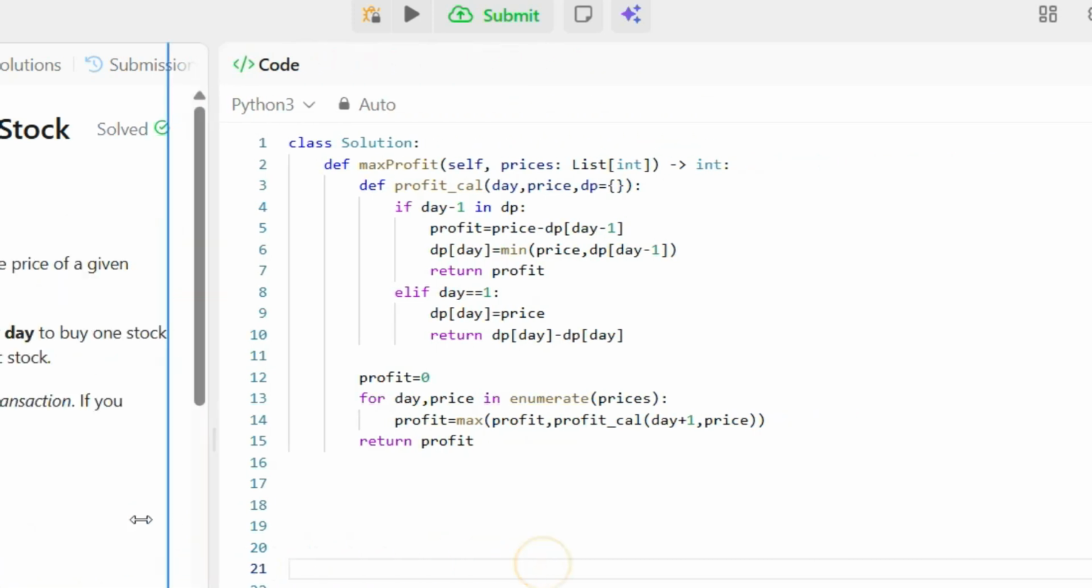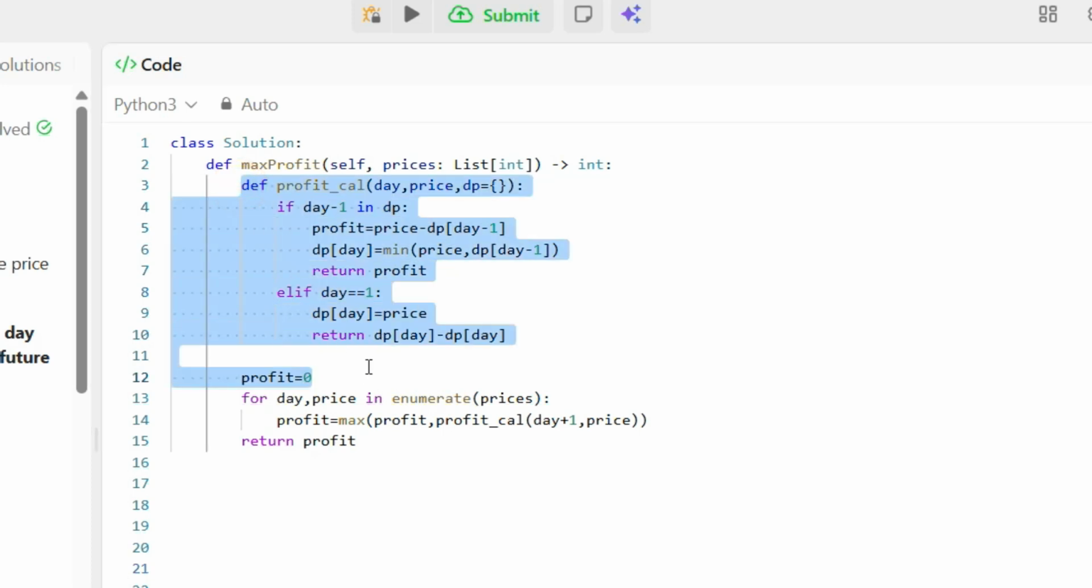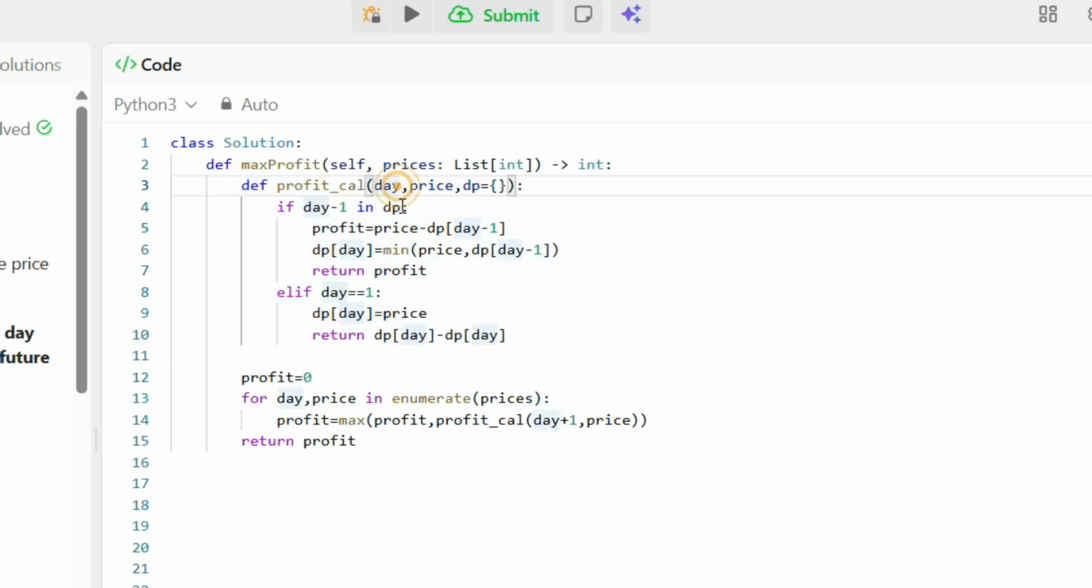Now I am moving on to the coding side. I have selected Python 3. You can see I have written one function where the arguments will be the day and the particular price, and for the DP I am using a dictionary.